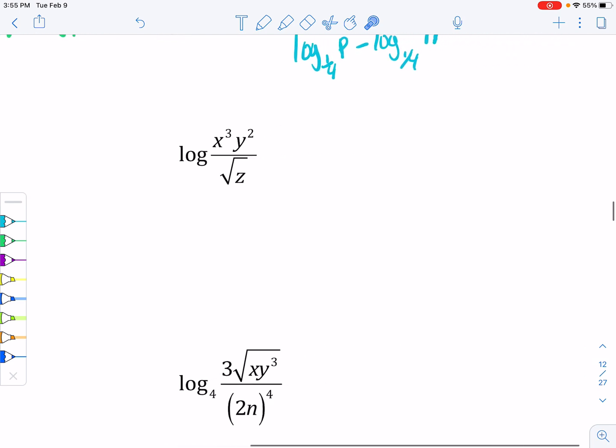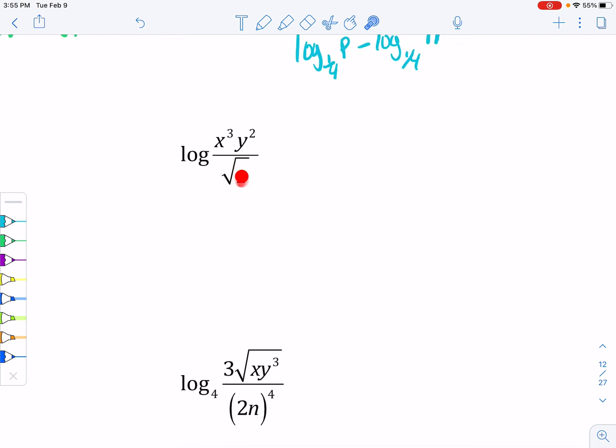Okay. If we look at this one, I first need to switch any radicals that I have, any roots, to be a fractional power. So this will be log x cubed y squared over z to the 1/2. Remember, our property is that if you have a to the m over n, it's the same thing as the nth root of a to the m. So the denominator is the kind of root, the numerator is the power. So this is really the unsaid square root of z to the first. So that's how we get to the 1/2 power.